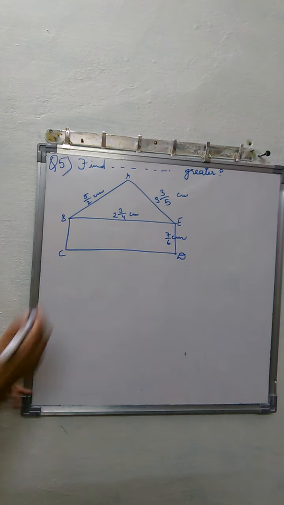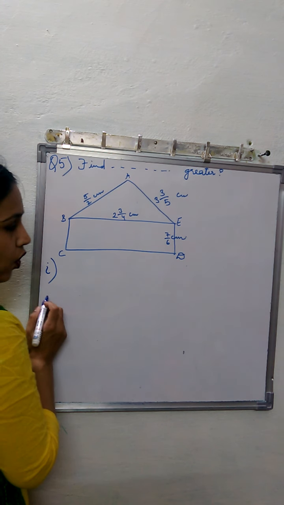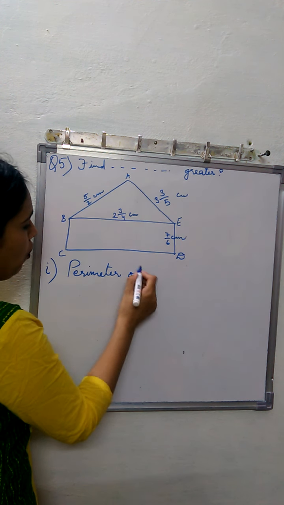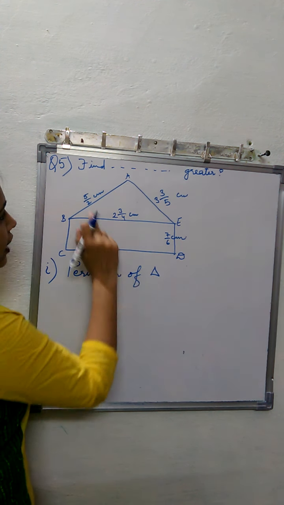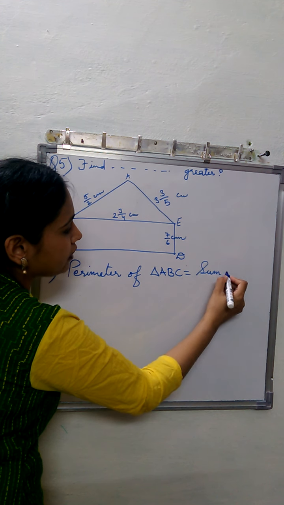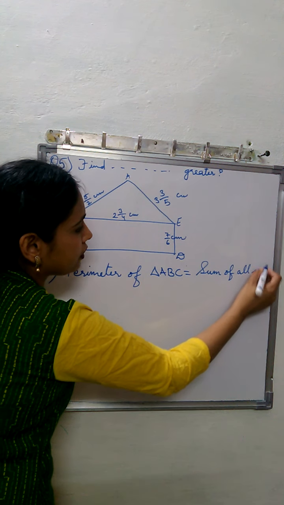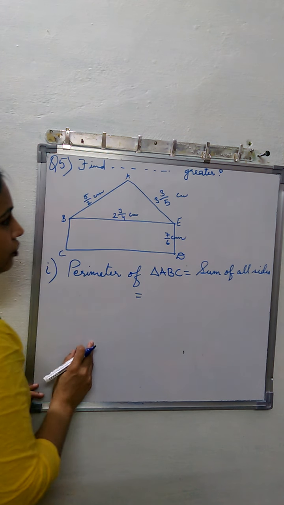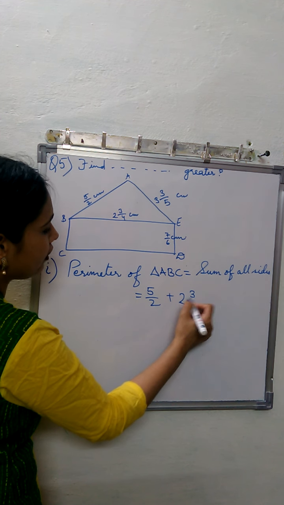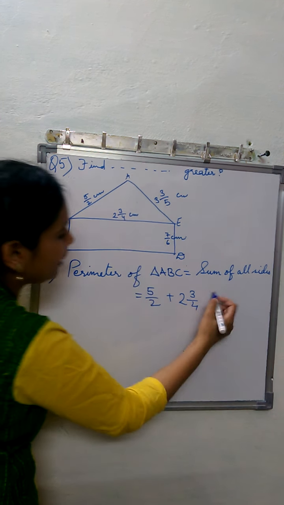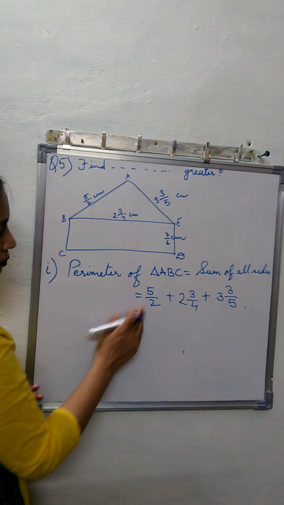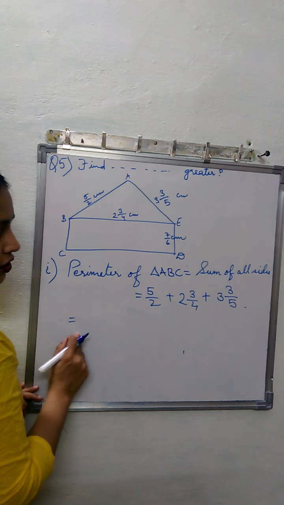As we all know, perimeter is the sum of all sides. So the perimeter of triangle ABE is equal to the sum of all sides. How many sides does it have? 3 sides. So we are going to sum all those. That is 5/2 plus 2 and 3/4, the second side, and the third side is 3 and 3/5. They are in mixed form. We'll change it into fractions.